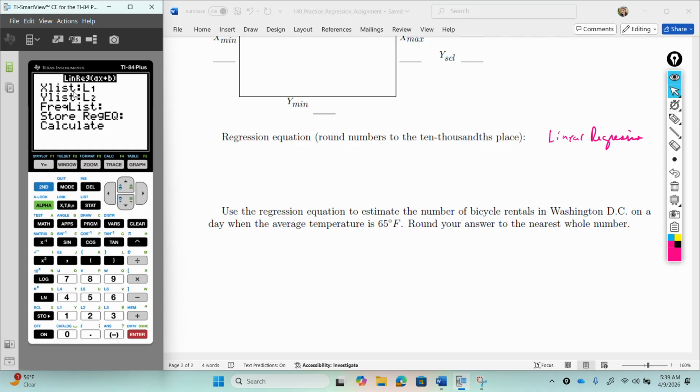The default is our X list is list 1. Our Y list is list 2. Frequency list, leave that blank. Now, you have the option here to store your regression equation in its entirety. Okay, well, I can do that. You click on vars, then you scroll over to Y vars and press enter, and press enter again. And it has stored that complete equation in your first function definition when you click on y equals. And then I'm going to come down here and press on calculate.